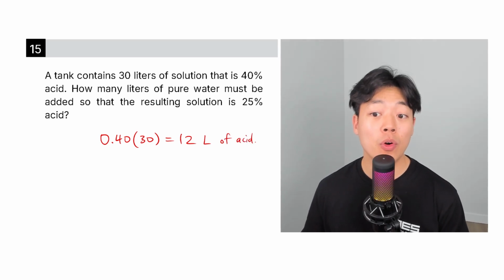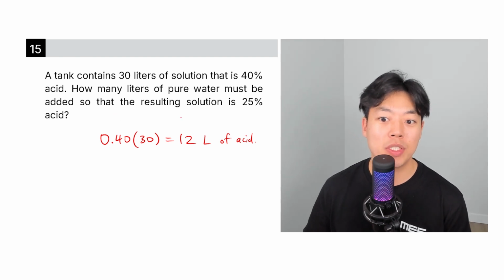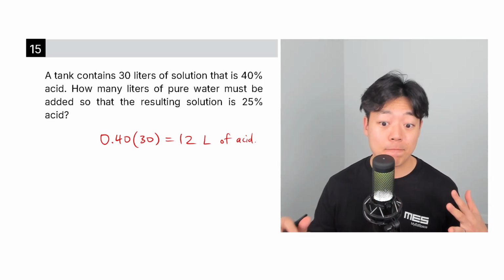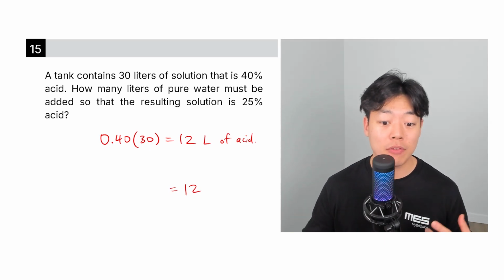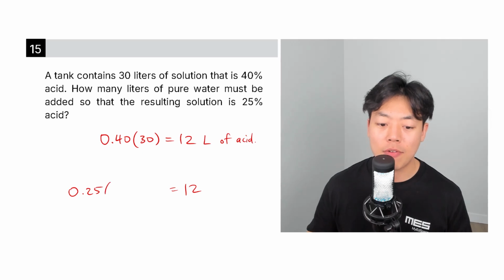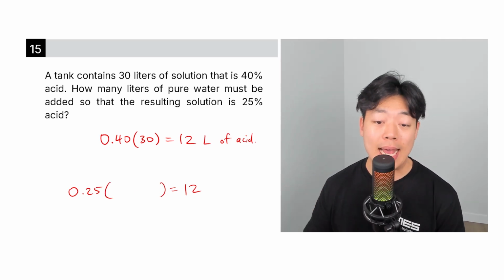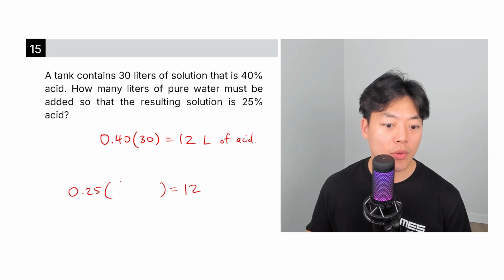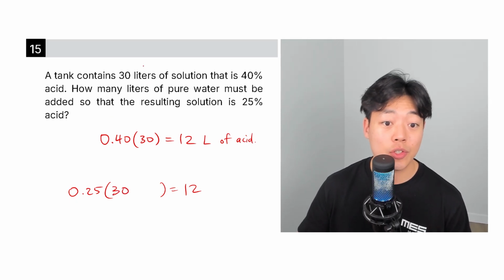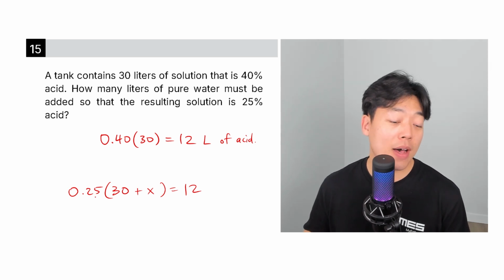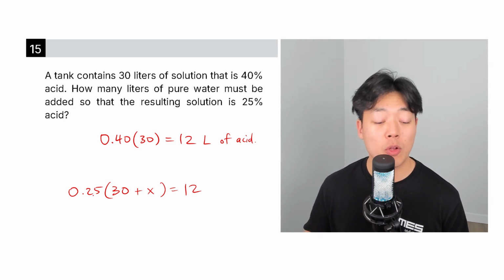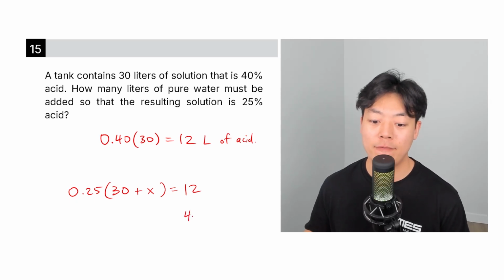How many liters of pure water must be added so that the resulting solution is 25% acid? So no more acid is being added. So our final liter amount of acid is still 12, but now only 25% of our entire solution will be acid. We're adding a certain amount of water. So to this 30, our initial tank that contains 30 liters of solution, I will be adding some liters of water. That's x. Now 0.25, divide both sides by 0.25, or since we know 0.25 is 1/4, we can multiply both sides by a 4.